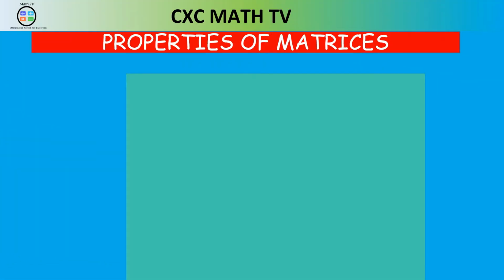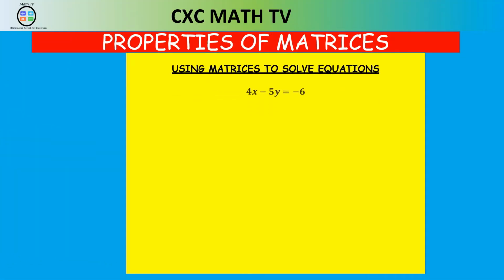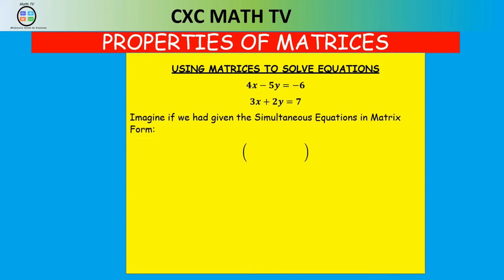Imagine if we had given the simultaneous equations in matrix form. So just imagine some brackets coming around it, right? So 4x minus 5y equals negative 6, that's in the first row. Then the second row is 3x plus 2y equals 7. So if we break it up now as two separate matrices, the coefficient matrix would be: the coefficient of the x is 4, the coefficient of the y is negative 5, coefficient of the x 3, coefficient of the y 2. 4, negative 5, 3, 2. That's our coefficient matrix.